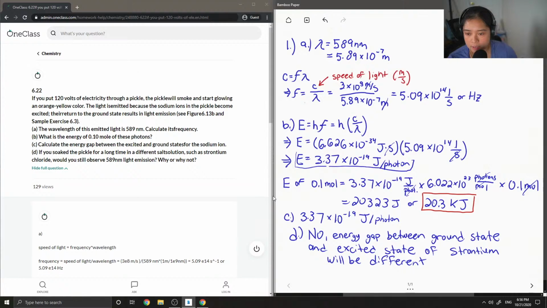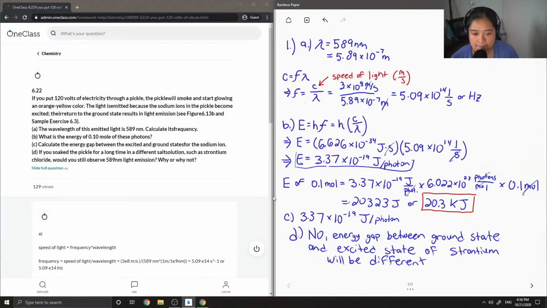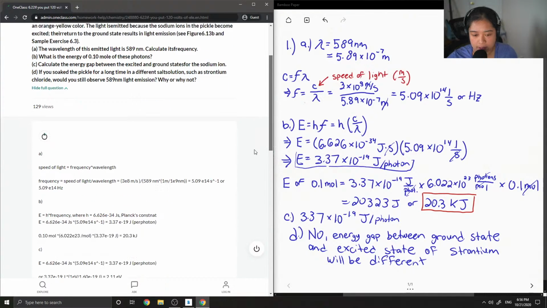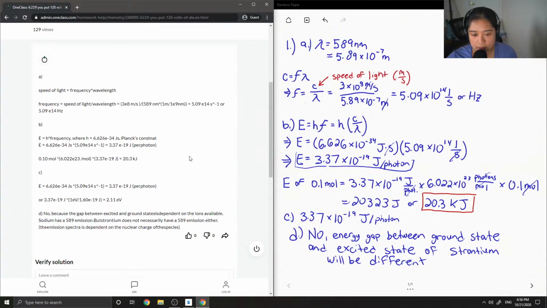Okay, so each element will have a different energy gap since they all have different numbers of photons. And then let's check out the answer from our junior tutor. They said the speed of light equals frequency times wavelength, and then they calculated frequency to be 5.09 times 10 to the 14 hertz. For B, they also got 20.3 kilojoules.